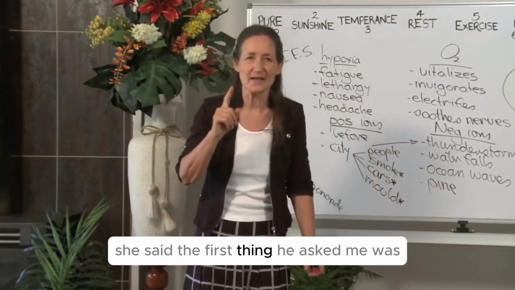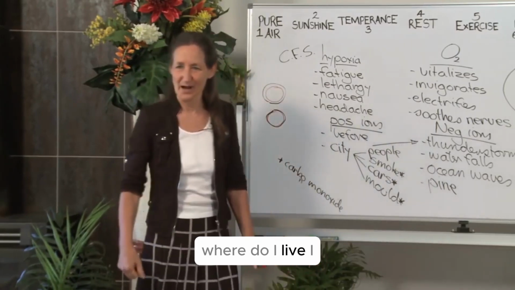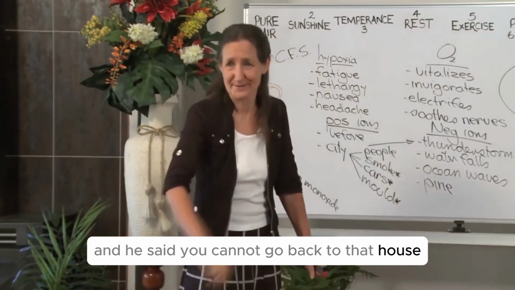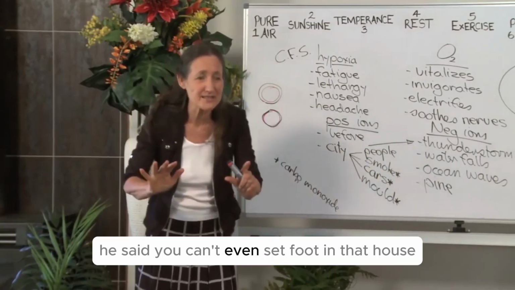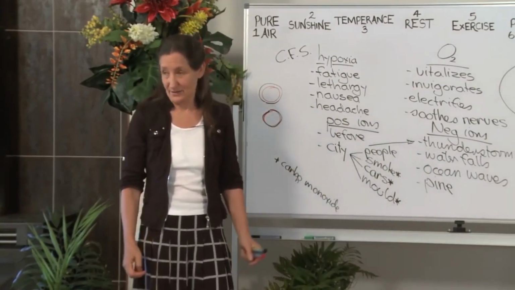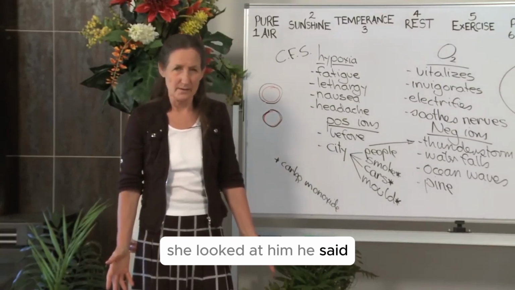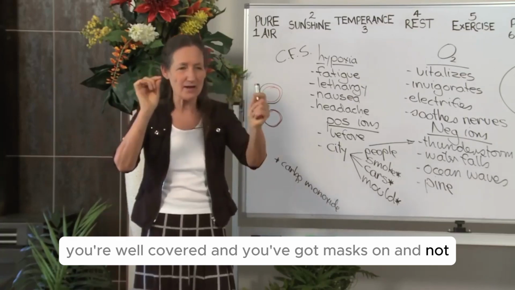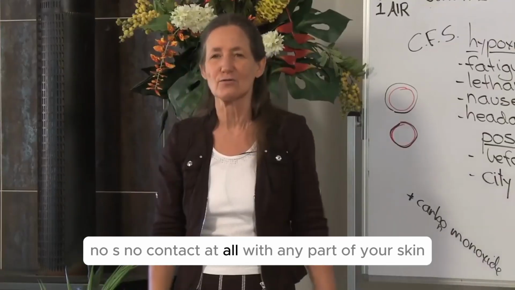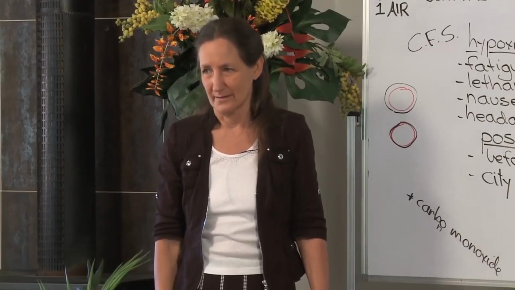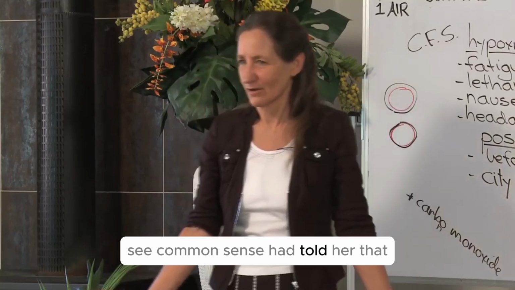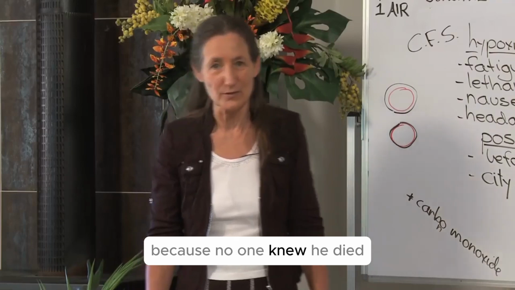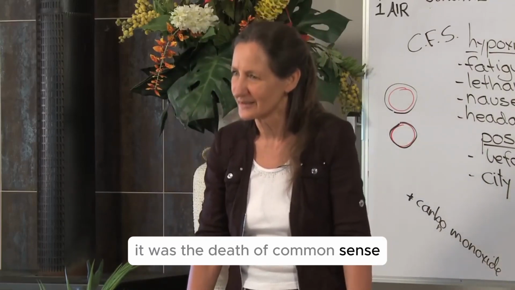She said the first thing he asked me was, where do I live? I explained my house to him, and he said, you cannot go back to that house. He said, you can't even set foot in that house. She looked at him. He said, maybe if you're well covered and you've got masks on and no contact at all with any part of your skin. See, common sense had told her that. Do you know there's been a death and no one attended the funeral because no one knew he'd died? It was the death of common sense.